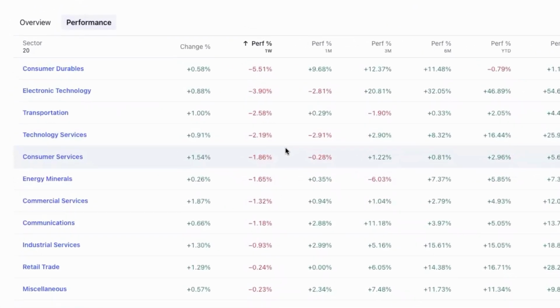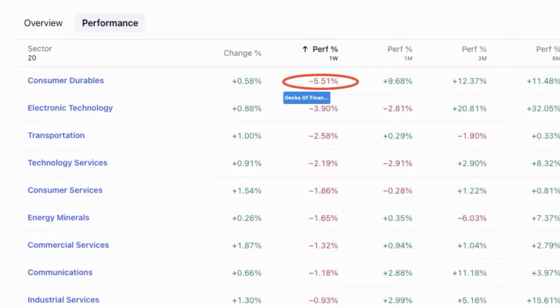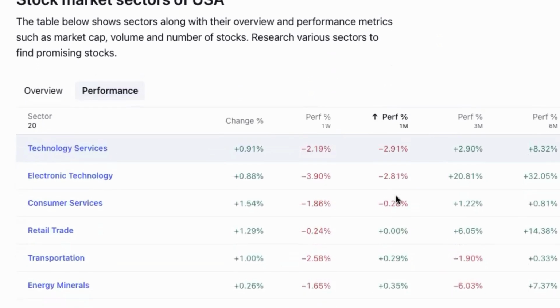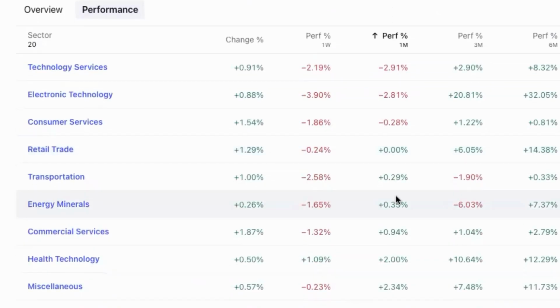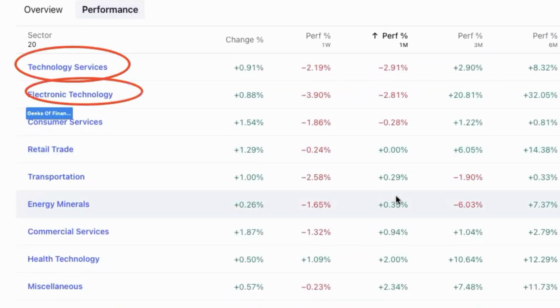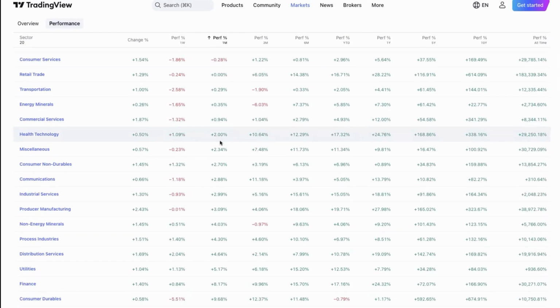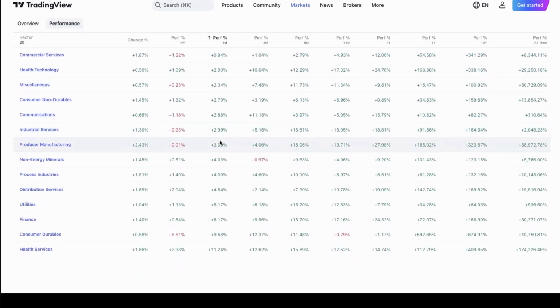Number 3, sector performance. If we just take a look at sector performance over the past week, we can see that money has been flowing out of consumer durables, out of electronic technology, tech services. And if we just filter by the monthly performance, we can see the same thing. Technology, services, electronic technology, all having negative performance over the past month. If we scroll down just to the end of this list, on the upside, we've got healthcare services up over 11%, consumer durables up over 9%, and financials up over 8%.